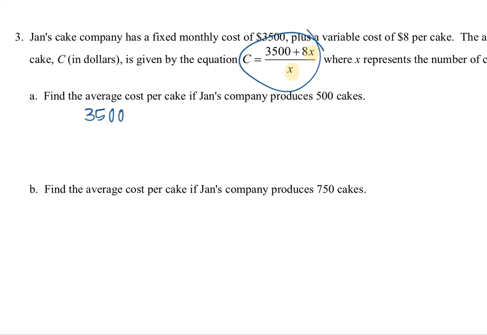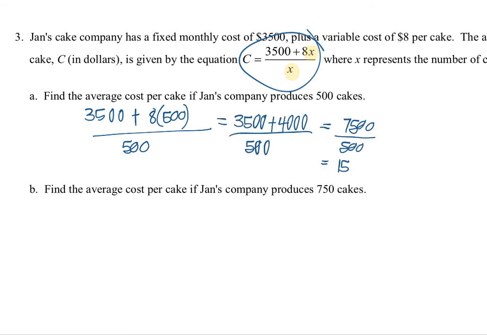So 3,500 plus 8 times 500, all divided by 500. Once you multiply 8 and 500, you get 4,000. Add 3,500 to that, you get 7,500. Divided by 500, and you get 15. And so that means it's $15 per cake for 500 cakes.